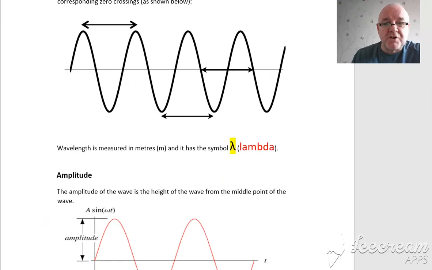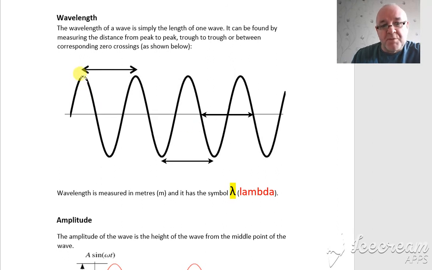So now we get on to wavelength. Wavelength is just the distance between two peaks or two troughs, or from that bit to that bit. These bits are one wavelength apart. They're in phase, we say, with one another. To measure wavelength, you use a symbol called lambda, and it's actually the Greek letter L.